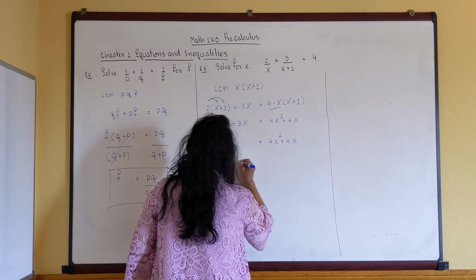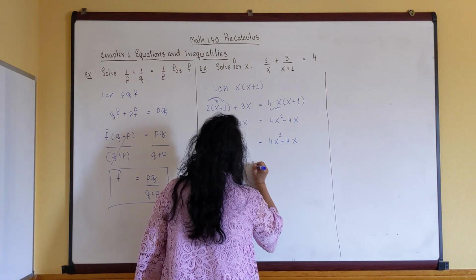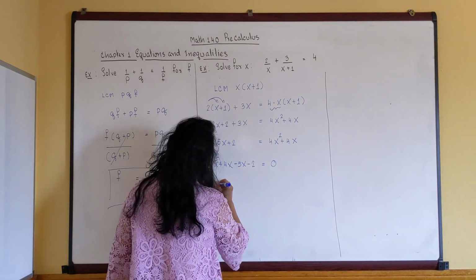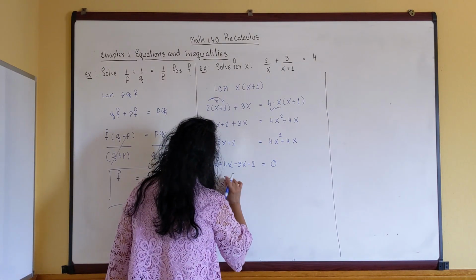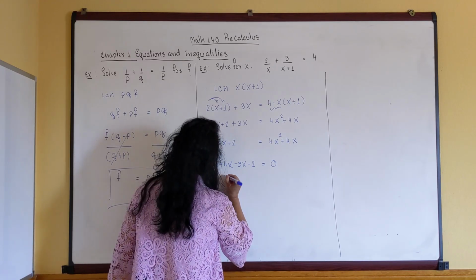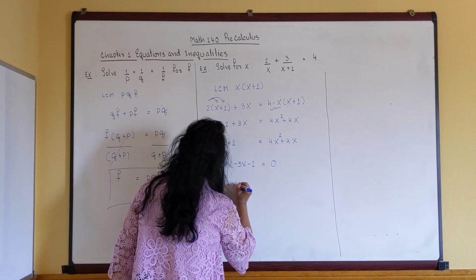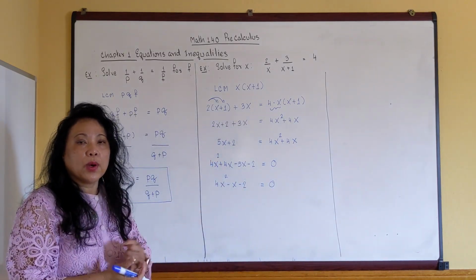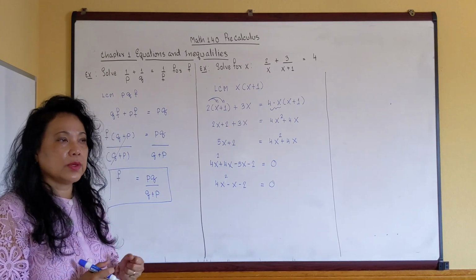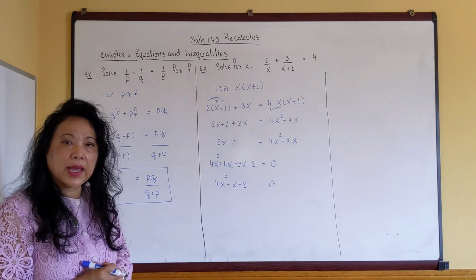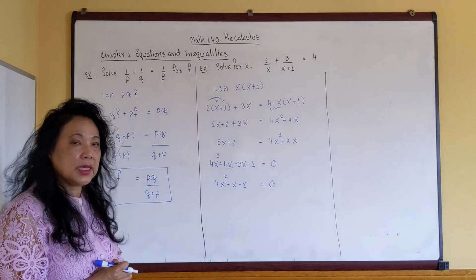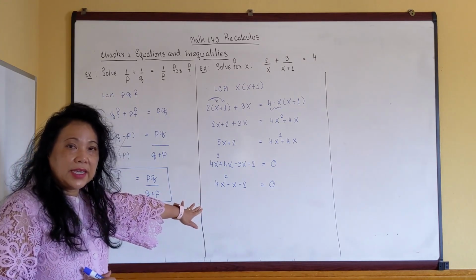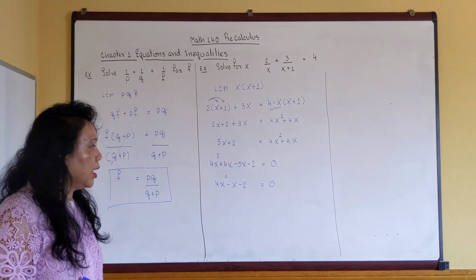Then I'm going to minus 5x minus 2 equal to 0. Combine like terms, I'm going to have 4x squared minus x minus 2 equal to 0. Now you can see it's quadratic. Quadratic you can solve by factoring, by completing the square, the square root property, or the quadratic formula. I can't factor it here, so I'm going to use the quadratic formula.